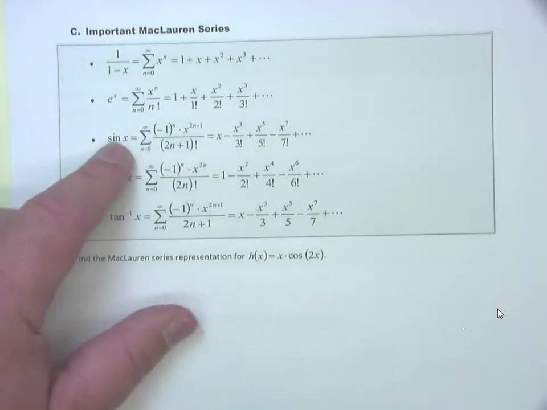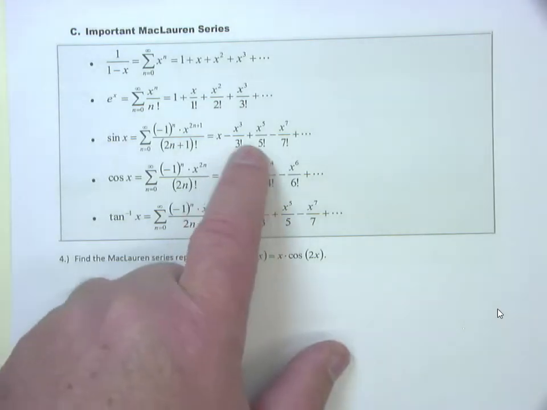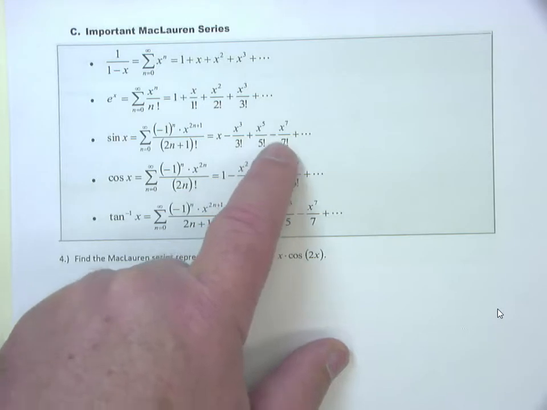Sine of x is the sum as n goes from 0 to infinity of negative 1 to the n times x to the 2n plus 1 over 2n plus 1 factorial, which gives you x minus x cubed over 3 factorial plus x to the 5th over 5 factorial minus x to the 7 over 7 factorial plus dot, dot, dot.